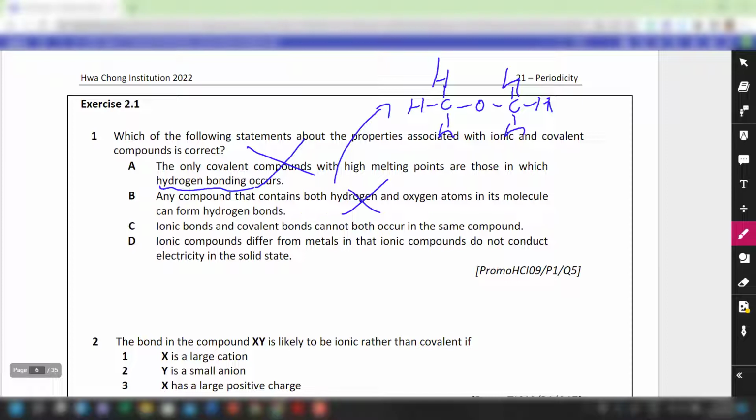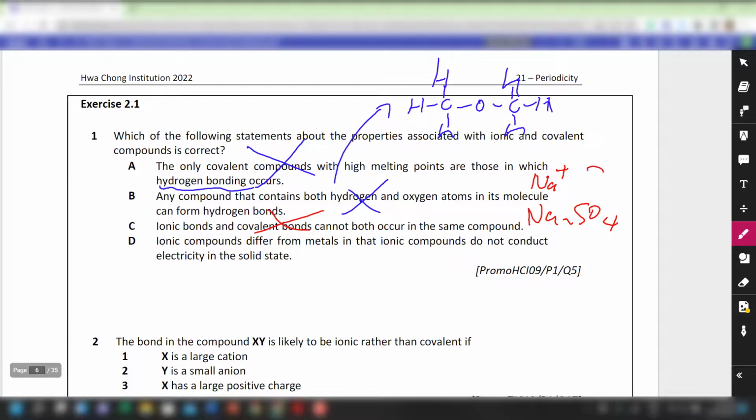Option C: ionic bonds and covalent bonds cannot both occur in the same compound. Again, this is rubbish. I give you a counter example, sodium sulfate. Sodium sulfate, which is very common, is an ionic compound with Na+ as the cation and sulfate as what we call the polyatomic anion, or we can call it the polyoxo anion. So we can easily refute option C.